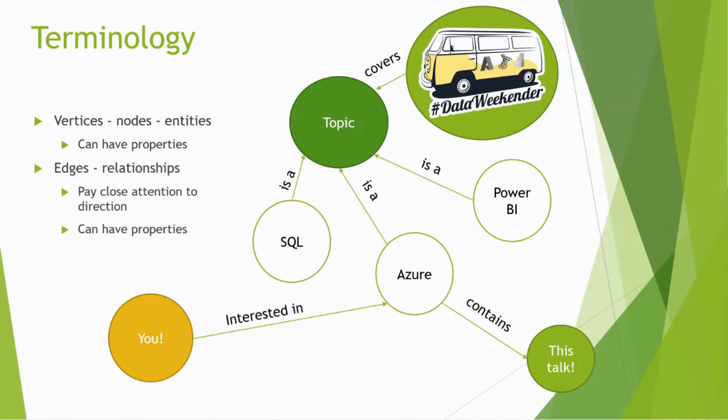The other thing to keep in mind, so we have vertices or nodes or entities, or like I call them, the things. We also have edges, which are the relationships. How are things related? In a relational database you have relations like tables, but this is actually a relationship of things that we're looking at. Now it's directional, so we're paying close attention to where those arrowheads are pointed. For example, you may be interested in Azure, and Azure is a topic, and Data Weekender covers that topic. These edges can also have properties.